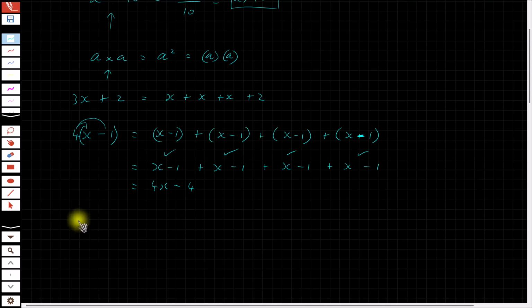What about x to the power 3 plus 5? If we expand this, we can see we have x multiplied by itself 3 times. So this is x times x times x plus 5.